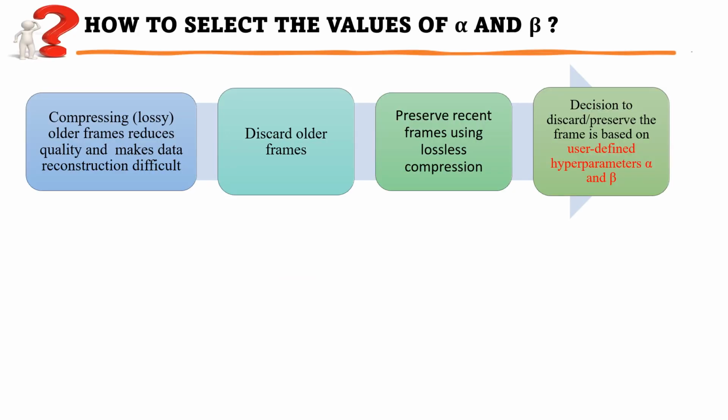As we are compressing older frames using lossy compression, which is a tunable algorithm, the quality of the data will gradually reduce over time, and the reconstruction of the frame from older compressed data becomes pretty difficult. Hence, we discard older frames. But the decision of after what period of time we will discard or preserve a frame is based on two user-defined hyperparameters, alpha and beta.